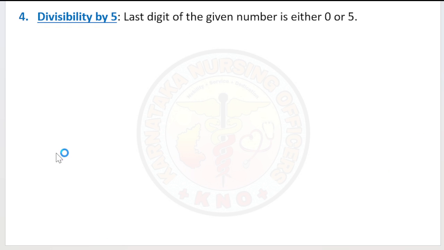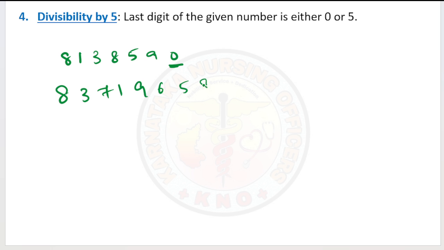So next one, divisibility by 5. So how do you check that a given number is divisible by 5? By looking at the last digit of a number. For example, 8138590. Here the last digit is 0. And again 837196585. Last digit is 5. So the last digit of the given number is either 0 or 5. Then we say that number is divisible by 5 completely. Understood? So this is the rule of divisibility by 5.